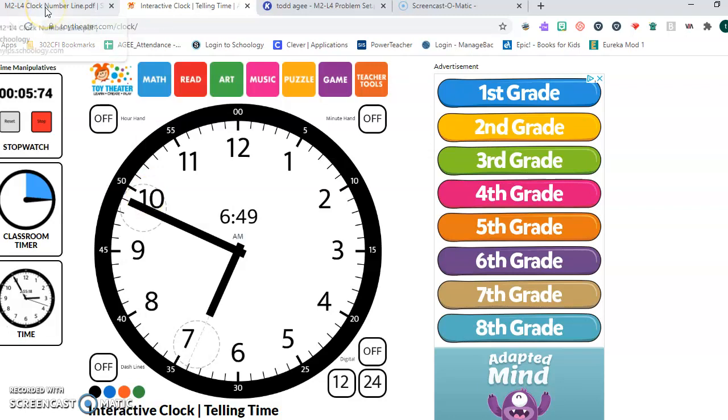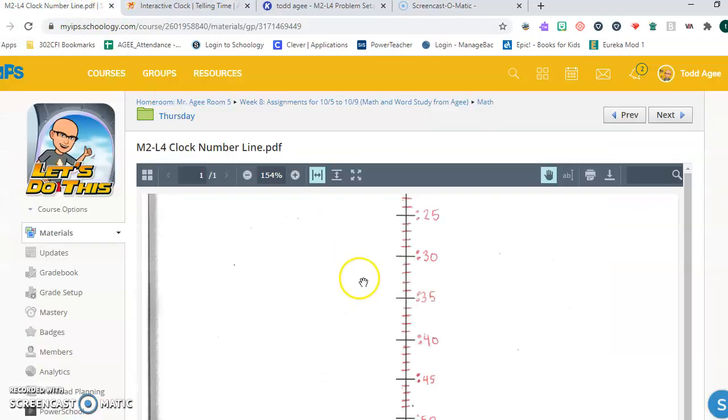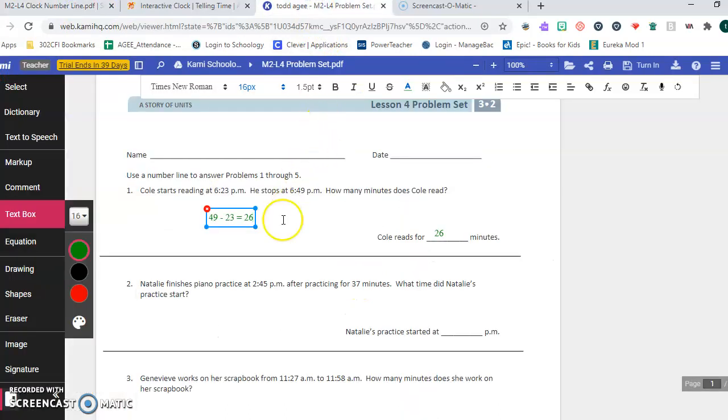So there are three different ways to solve these problems. You can use this interactive clock tool. You can use the clock number line. You could also simply subtract the minutes of the start time from the minutes of the end time.